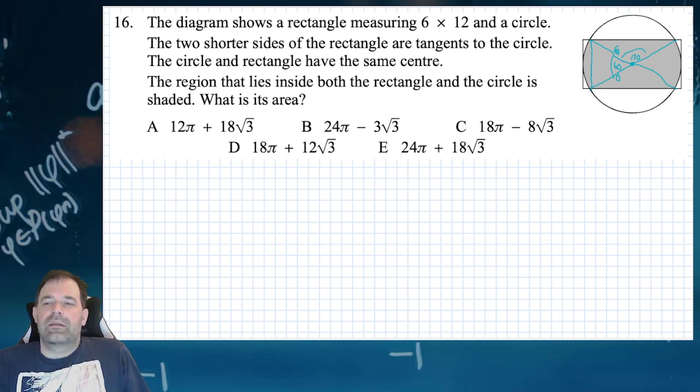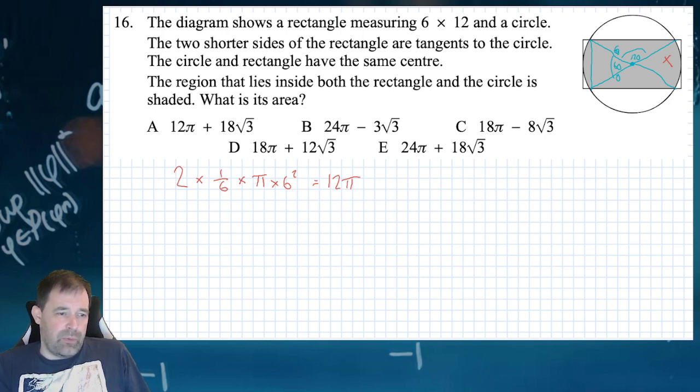and then half ab sine C twice. So we're going to work out this shape here, there's going to be two of them, and it's going to be a sixth of the circle. The area of the circle is pi times 6 squared, which is 36 pi, a sixth of that is 6 pi, so 12 pi for both of the x's.